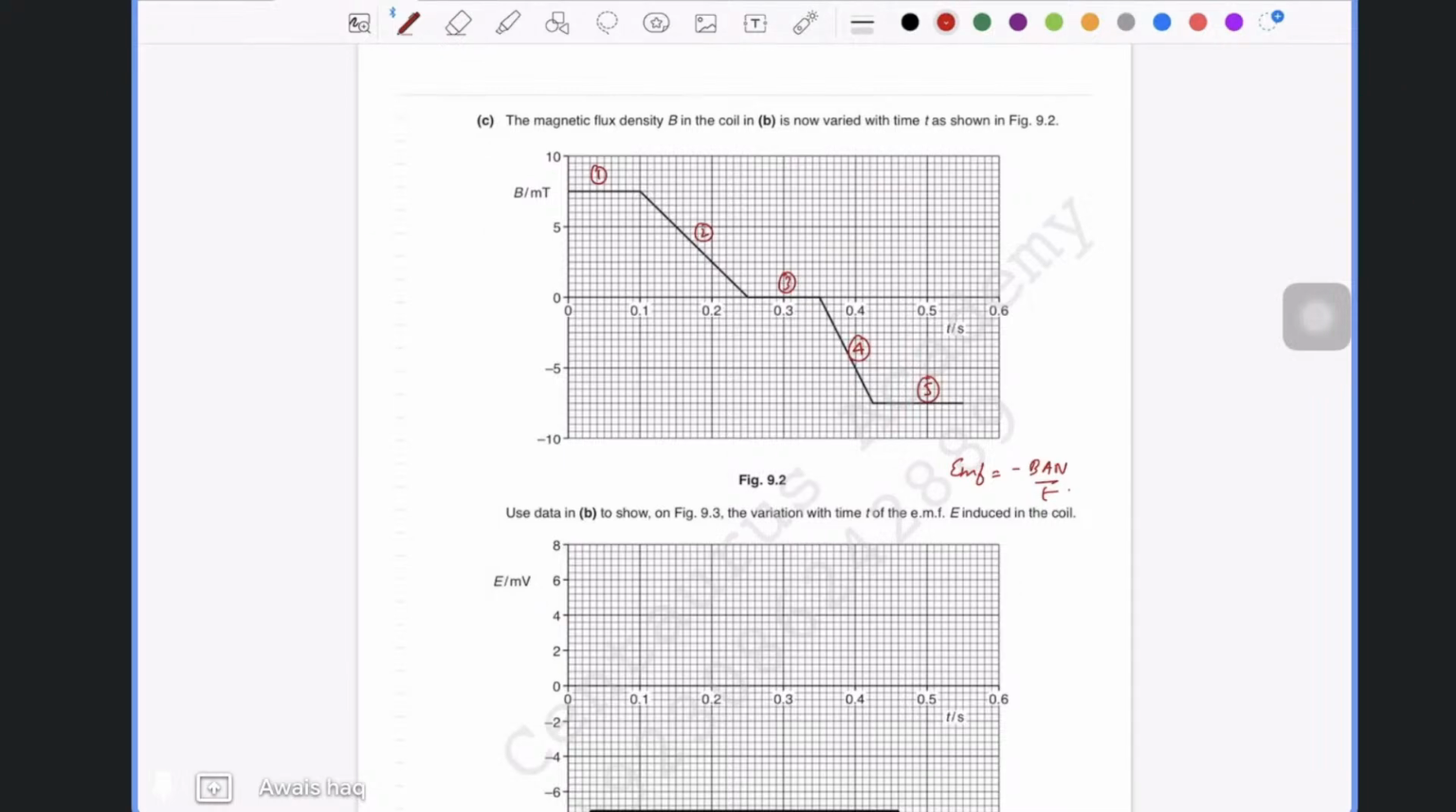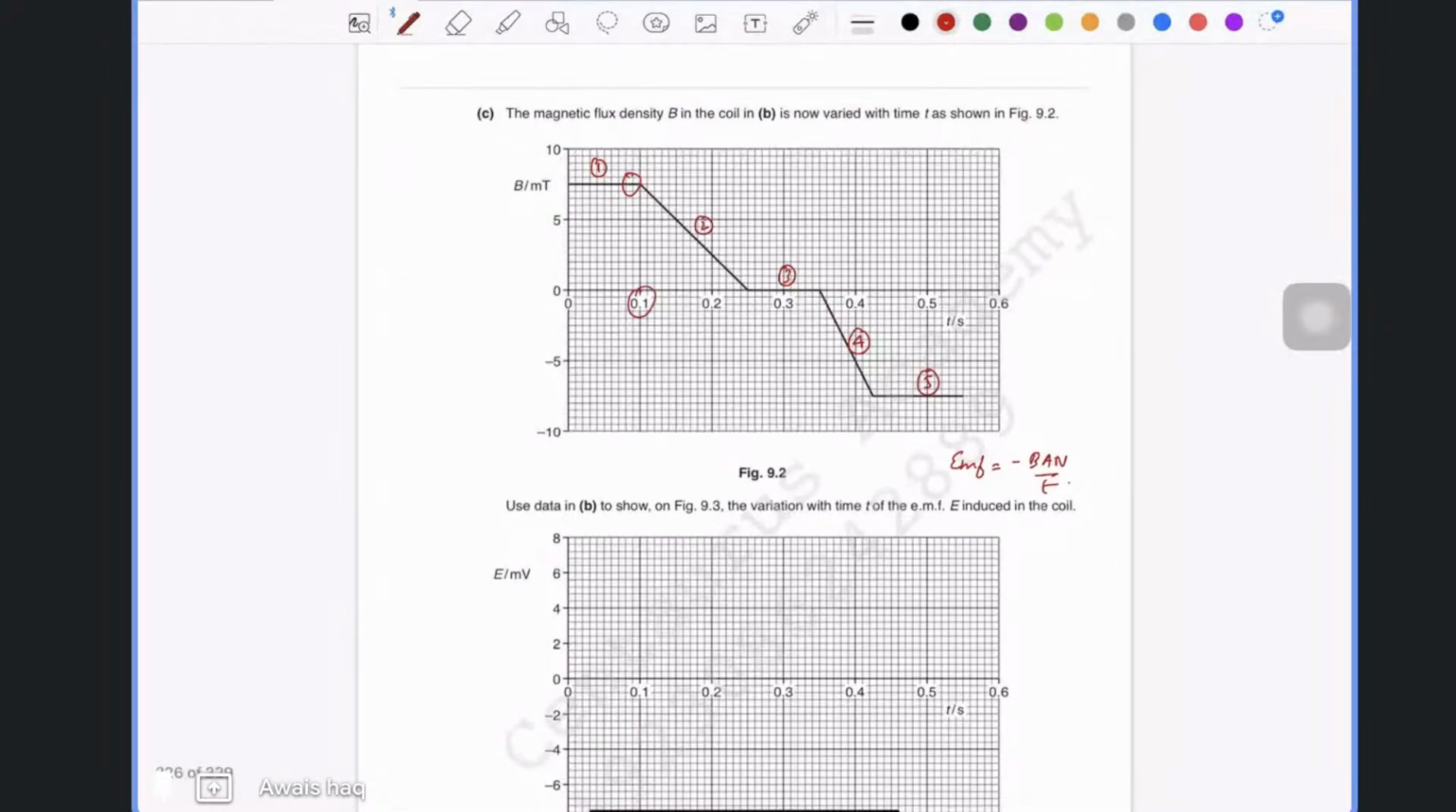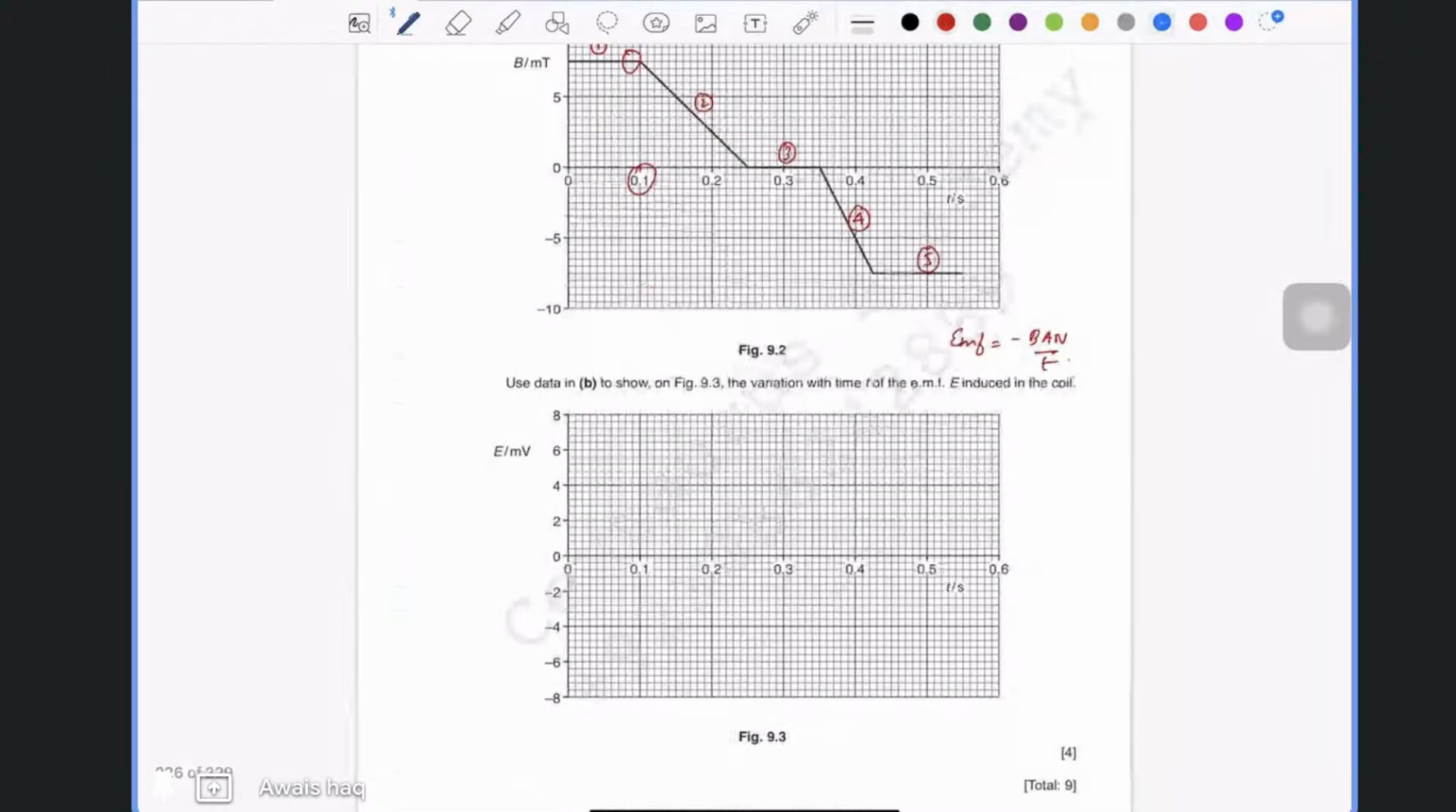Now, think about this. In the first section, which is the first one, what will be the gradient? Tell me, please. 0. Sir, that means EMF will also be 0 till what time? Till 0.1. So can I put a line like this then? Okay, yeah, makes sense. Then this one, you guys need to understand the gradient here is negative and it is constant as well. Agreed?